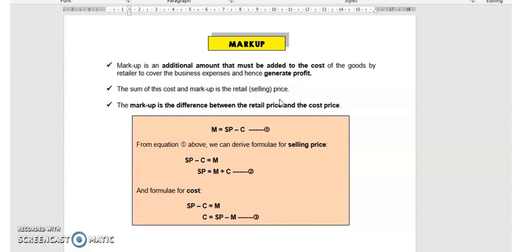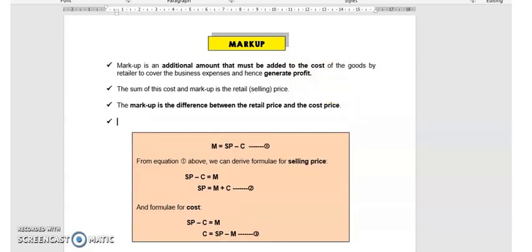Okay, as I said before, for example, you bought a cake lapis for 10 ringgit and then you sell it for 15 ringgit. So how much is the markup? The markup will be selling price minus cost price. So 15 ringgit minus 10 ringgit. So from here, your markup is 5 ringgit. So you need to add an additional amount in order to generate profit. So the 5 ringgit just now we call markup, also known as gross profit.